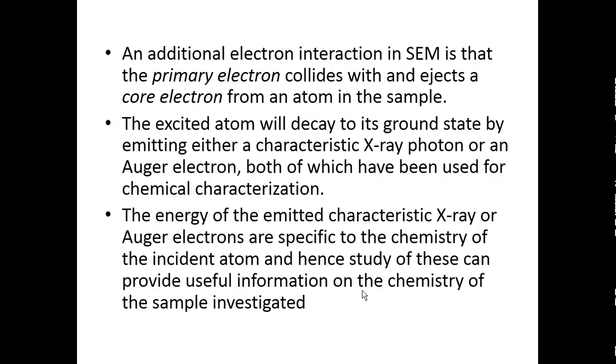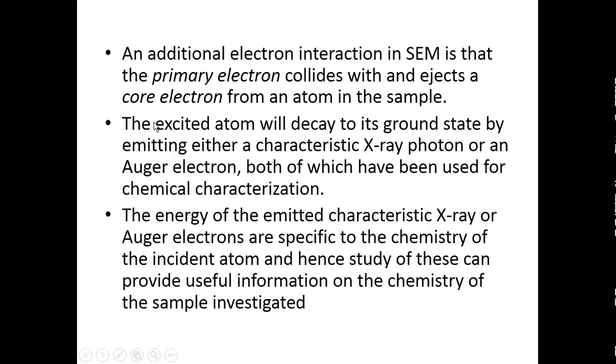Okay. Now, an additional electron interaction in SEM is that the primary electron collides with and ejects a core electron from an atom in the sample. The excited atom will decay to its ground state by emitting either a characteristic X-ray, that is a photon, or an Auger electron, or both, which have been used for chemical characterization. So this production of X-ray photons and Auger electron emissions actually lets us study the chemical characterization of the sample material.